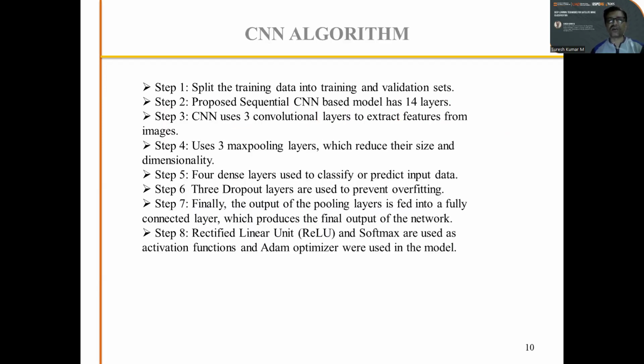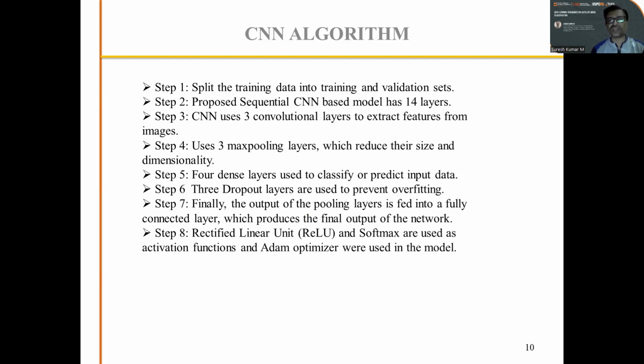So this is the CNN algorithm. We can find some 8 steps in the CNN algorithm. We are splitting the training data into training and validation sets in the 80 to 20 ratio: 80 training set and 20 validation set. And the proposed sequential CNN model has 14 layers, as we saw previously.